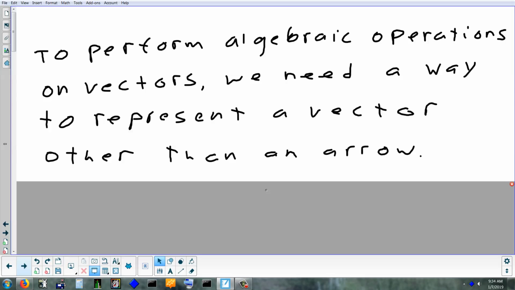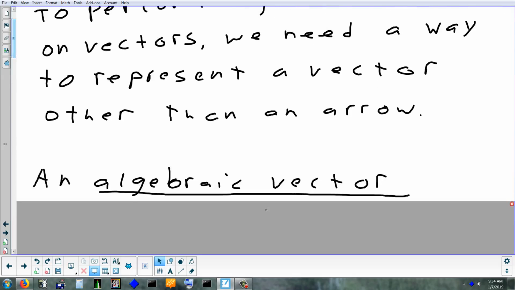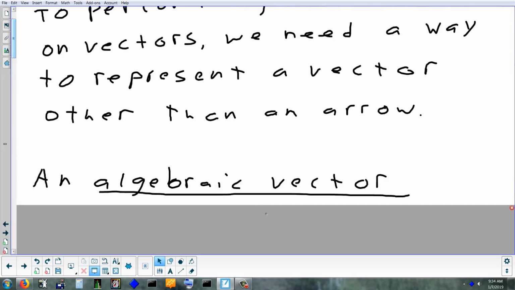But just for basic calculations, let's see if we can come up with a better way. Now, there's really two other ways besides drawing that you can do vectors. The first notation we're going to learn, and this isn't even the one that's used most often, but it is one that's in our books, so we'll look at it quick. It's called an algebraic vector.